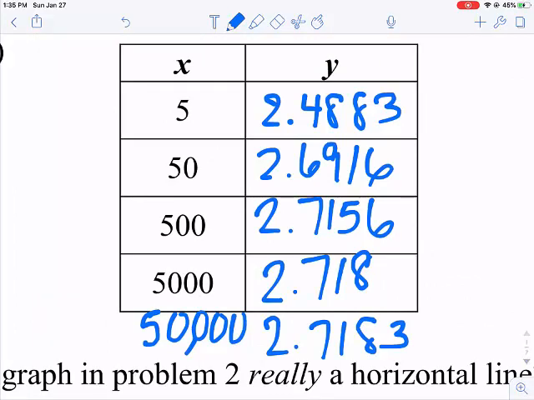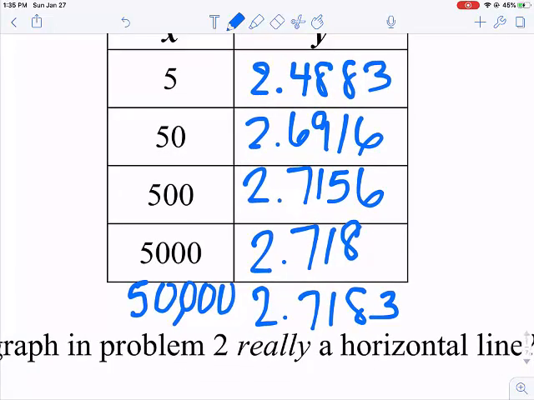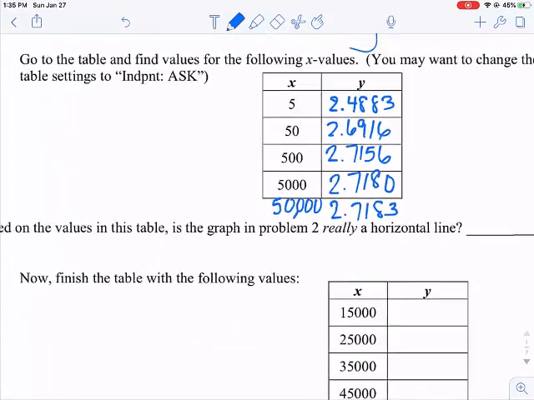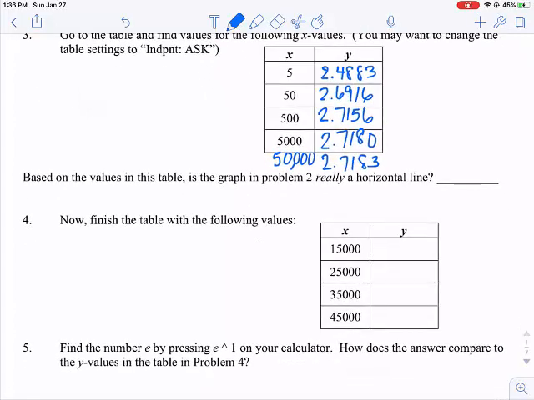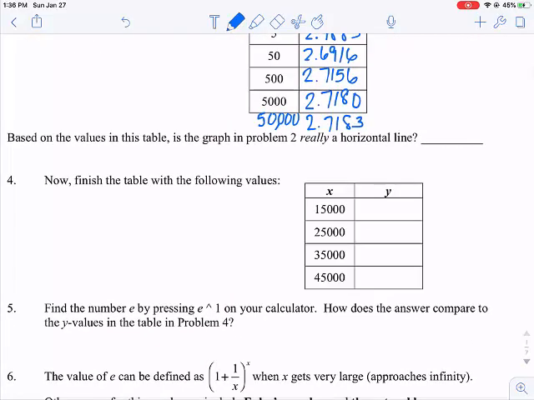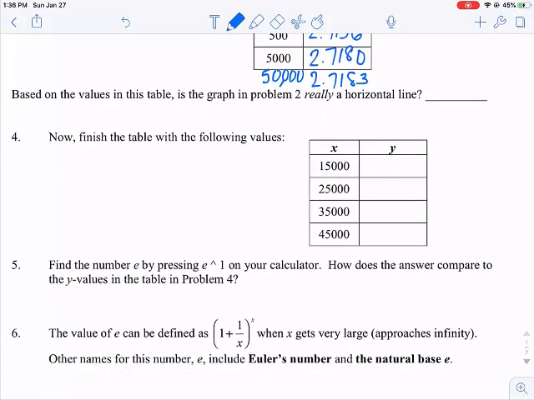So as you can see, they're increasing, of course, right? But then they end up at 2.7183. So based on the values in the table, it does look like a horizontal line, but they are increasing in value. So keep going in your table, and well, we kind of already skipped all the way to 50,000. So you can kind of ignore this table because we already took care of it there, but you're welcome to fill the values in.